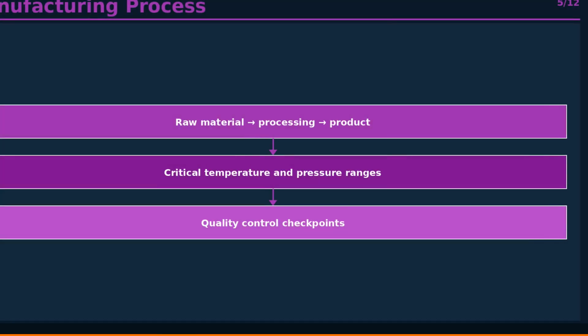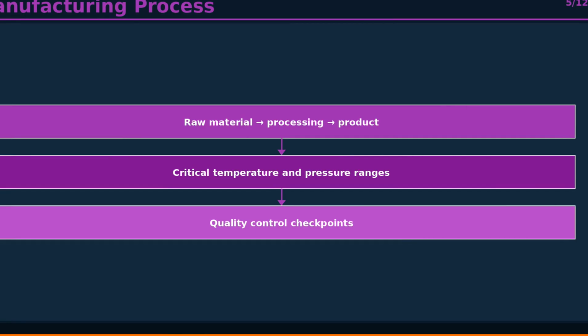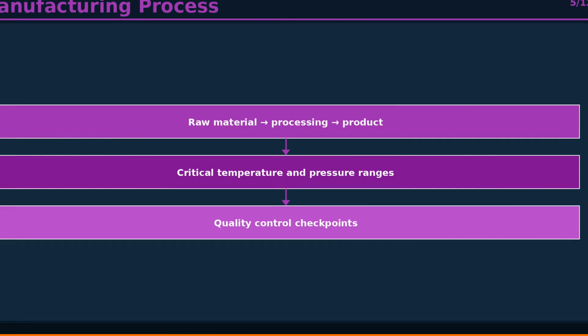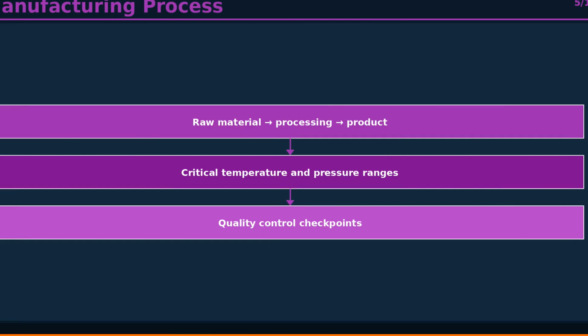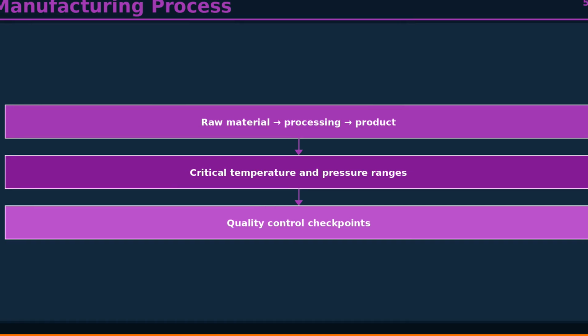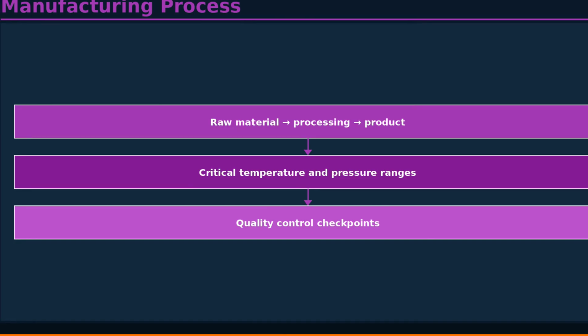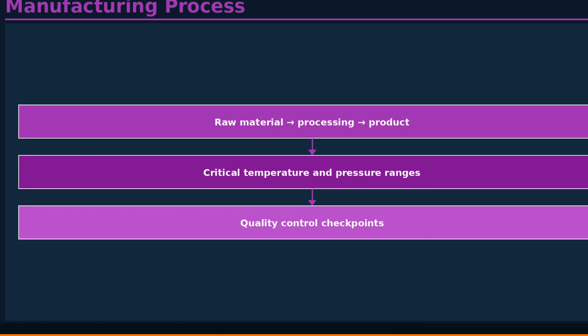The manufacturing process for tensile testing of plastics on UTM machine begins with raw material preparation and conditioning. Precise control of temperature, pressure, and time at each step is critical for quality. Quality checkpoints at each stage prevent defects and ensure consistency.